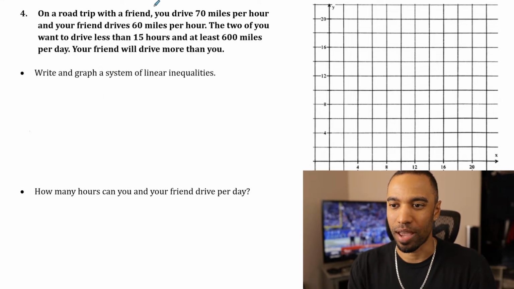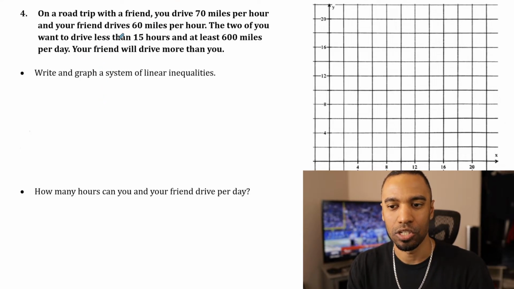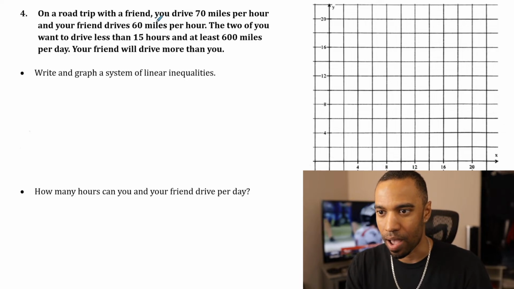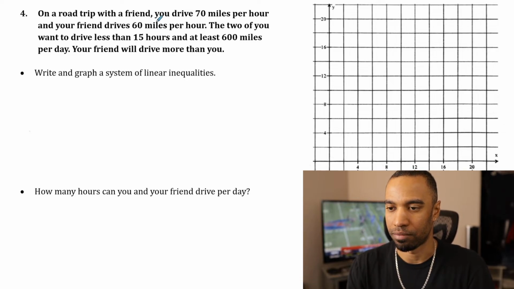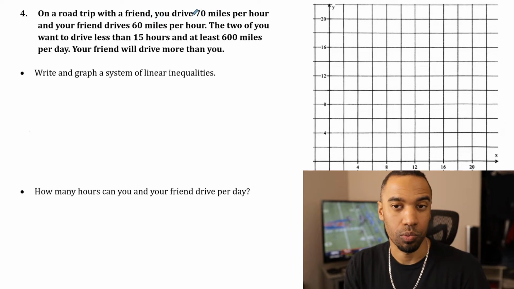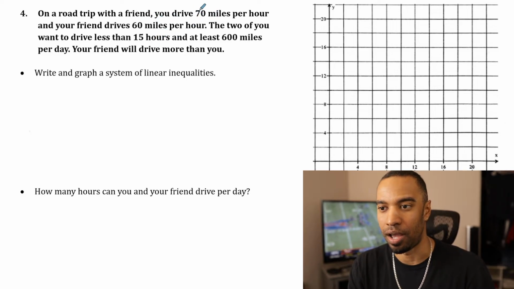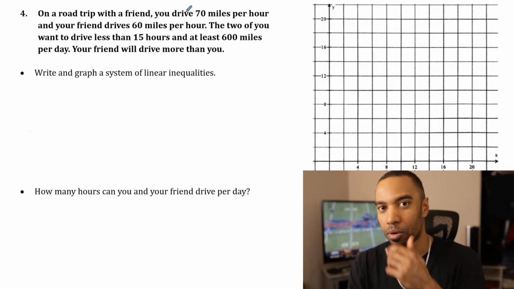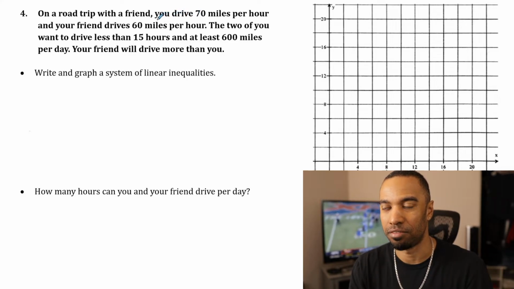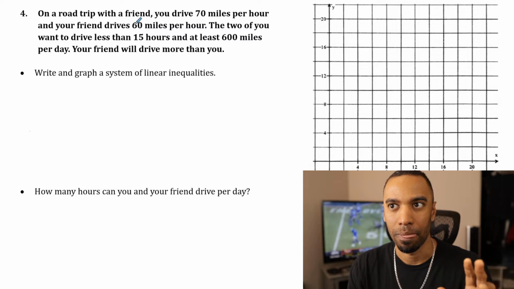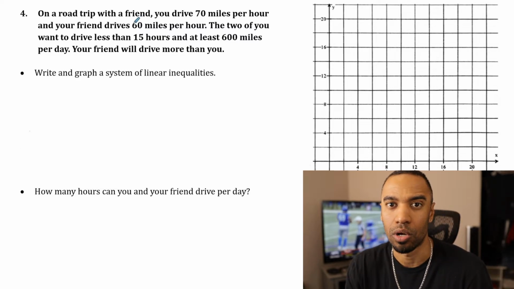Okay, so let's go ahead and write and graph that system. Now, what don't we know? We don't know how many hours each of us are going to drive. We also don't know how much distance we're going to cover, but that's based on the miles per hour. When we multiply that by the number of hours, that gives us the distance. So that's the other thing we don't know.